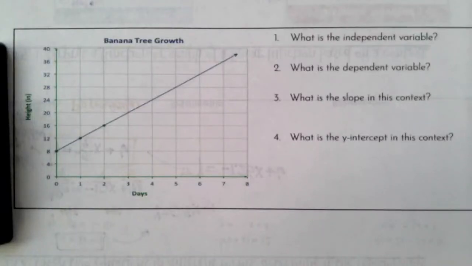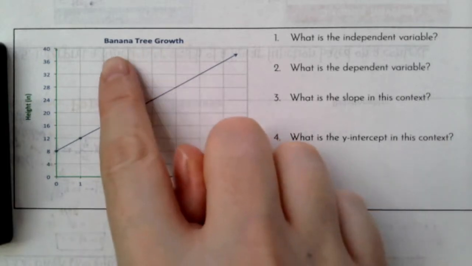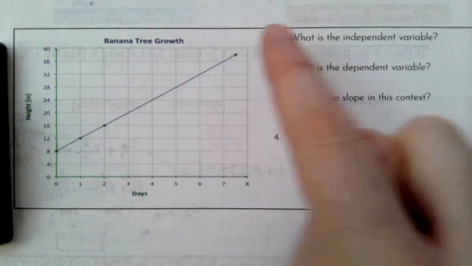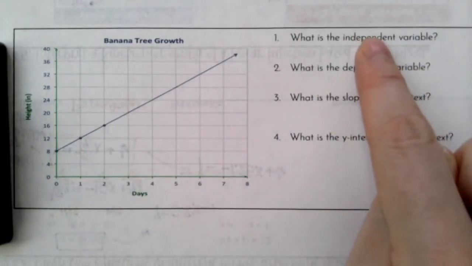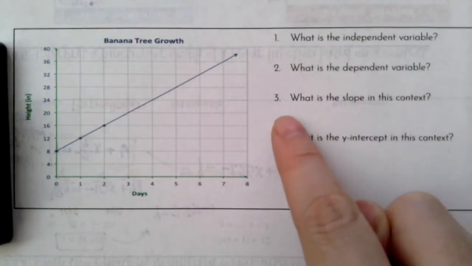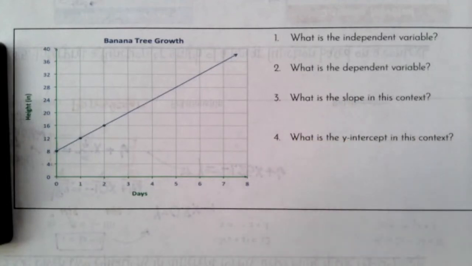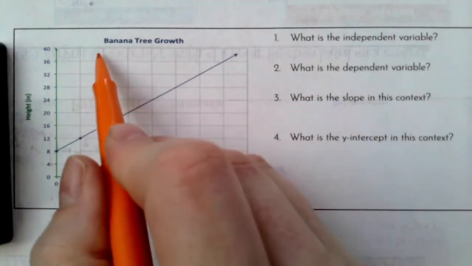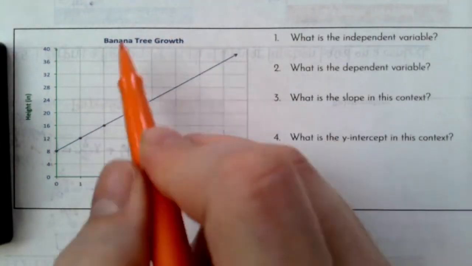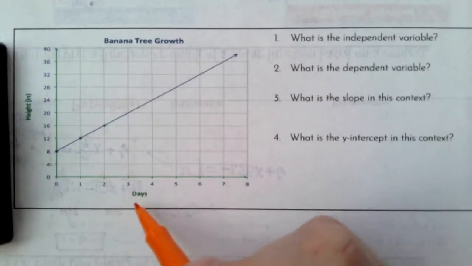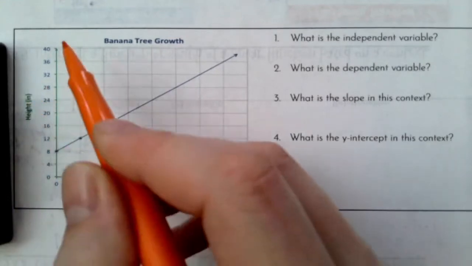So for 235, we are analyzing and interpreting a real-world graph, and for this one, it is all about a banana tree and its growth. We need to identify the independent variable, dependent variable, and then interpret the slope and the y-intercept. The first thing you want to do is read the graph, figure out what we're talking about. In this case, our banana tree is growing. We have days at the bottom and height in inches.